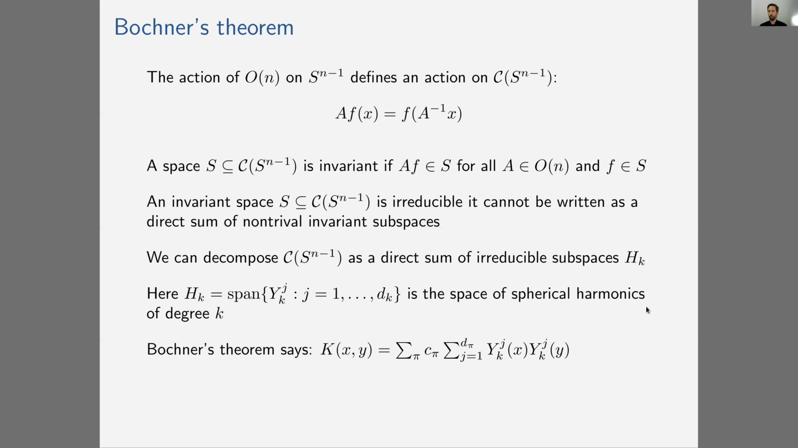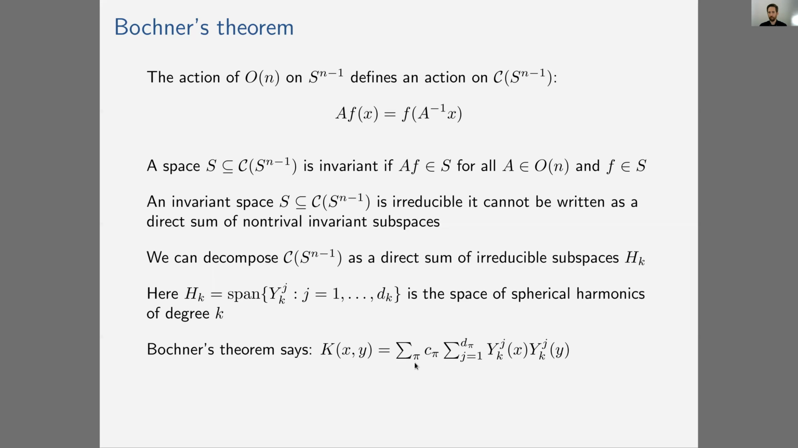Yeah, and then what I want to work towards is Bochner's theorem. So in this case, Bochner's theorem says that if K is a positive definite O(n) invariant kernel on the unit sphere, then you can always write it like this. So this is a sum.